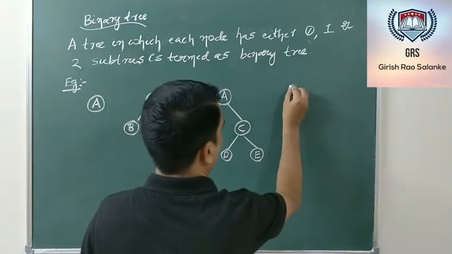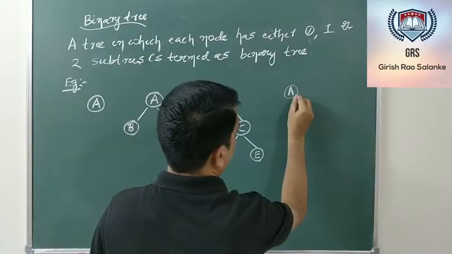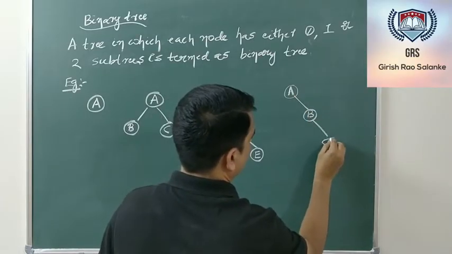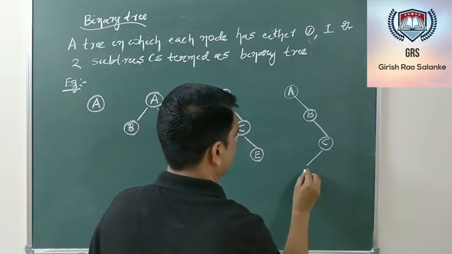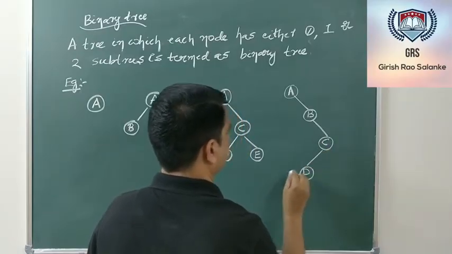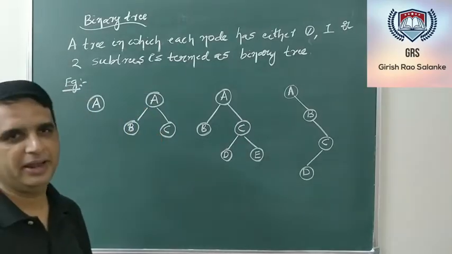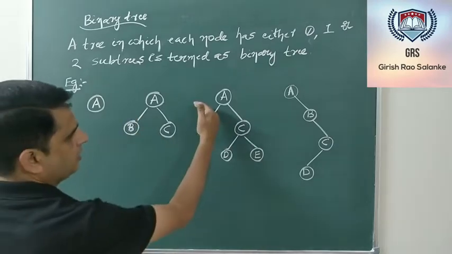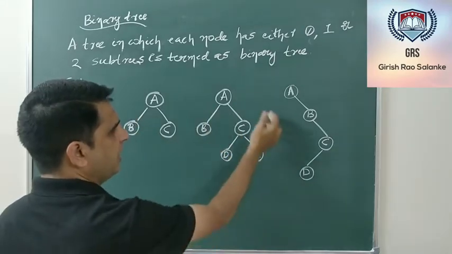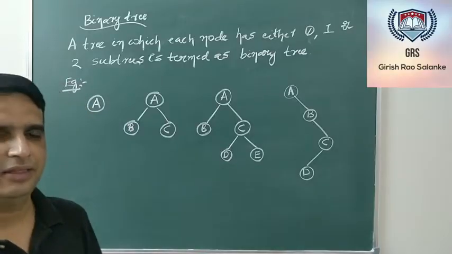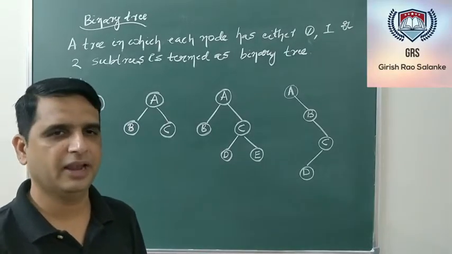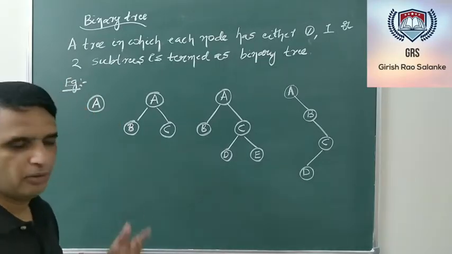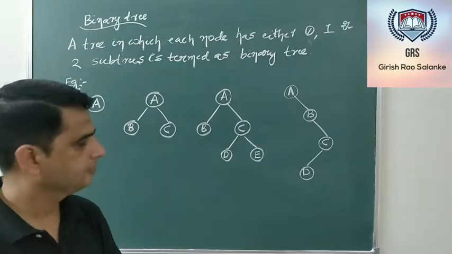I can take one more example as A has only one child. B has only one child. D has 0. So note that in the case of a binary tree, this part is called the left subtree and this is called the right subtree. So a binary tree is a tree which can have either a left subtree or a right subtree. So this is about the definition of a binary tree.